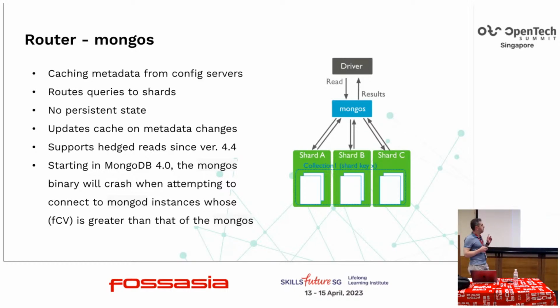Since version 4.4, MongoS supports hedged reads, which means that if we are reading data from a secondary node, it will distribute the query to the secondary nodes in the shard, and the fastest that returns the response, that will be returned to the customer via the driver.